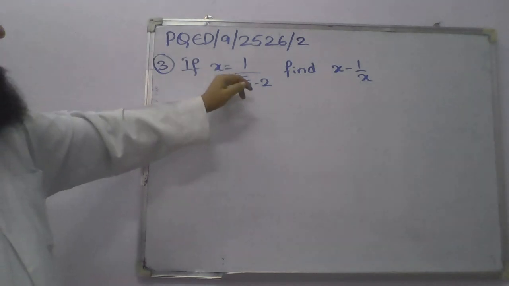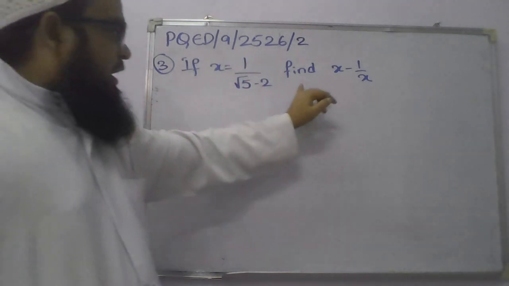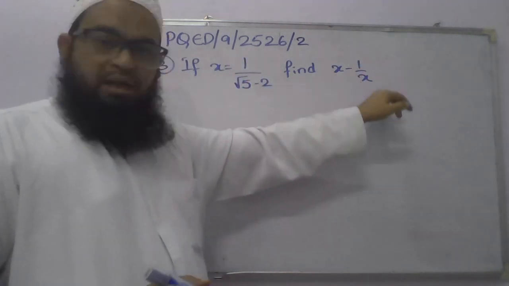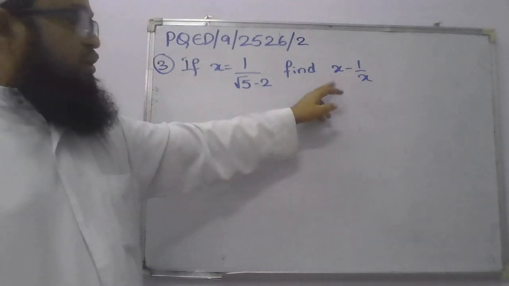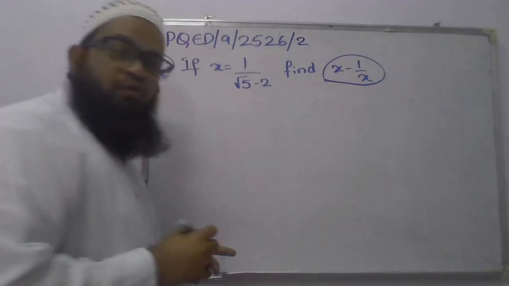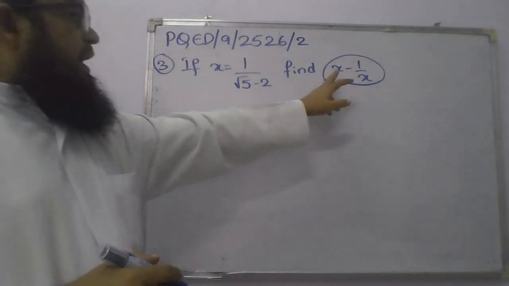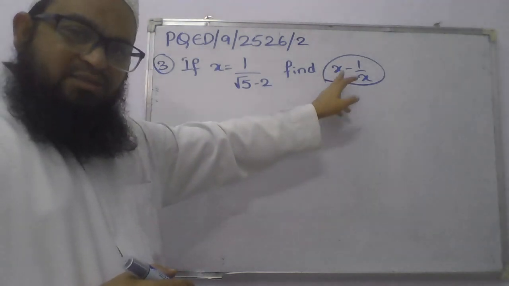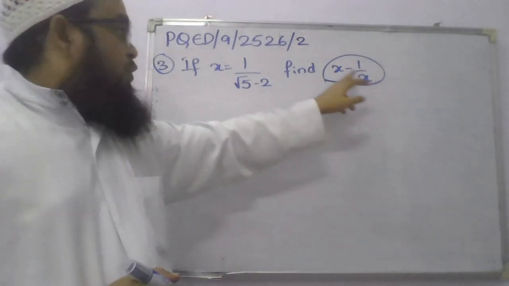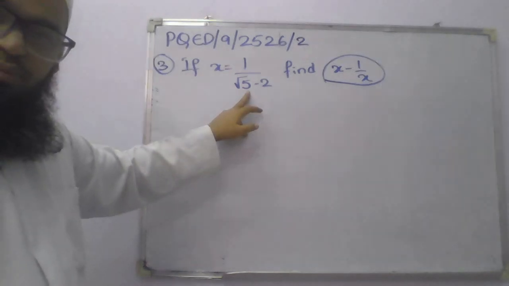If x is equal to 1 by (root 5 minus 2), find x minus 1 by x. See, you have to find this. You have to start the problem from find. You write what is given and then find. See, he is asking us to find x minus 1 by x. We already know x. X is root 5 minus 2.